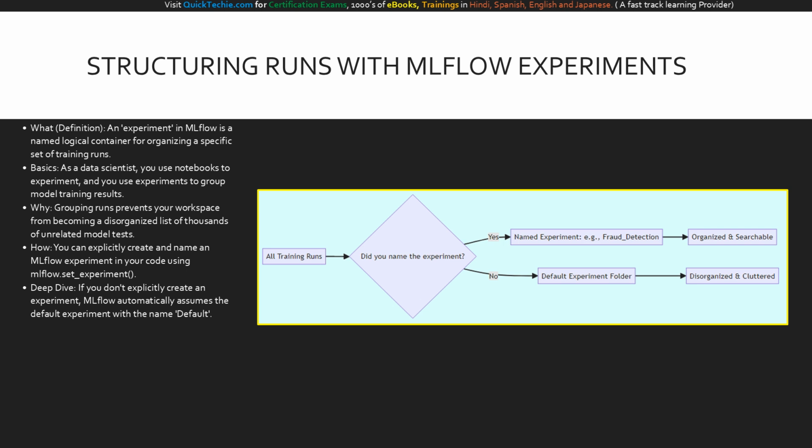Let's follow the routing logic in this flowchart. All your training runs start on the left. The system immediately asks a vital question: did you name the experiment? If yes, the run is routed to a cleanly named experiment, like fraud detection, leading to an organized and searchable workspace. If no, the run defaults to the default experiment folder. As shown on the bottom right, relying on the default folder quickly leads to a disorganized and cluttered environment. Always take the top path.